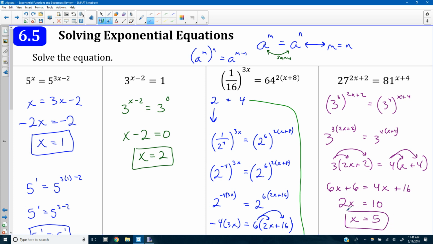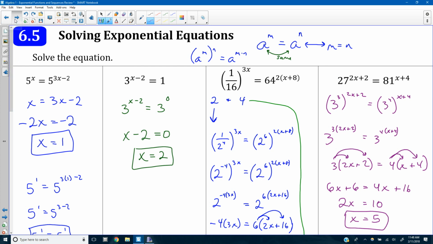And again, you can double check that as needed. You can plug those in. That would be 27 to the 12th power equals 81 to the 9th power. Apparently those are the same. That's kind of big numbers. I don't know if your calculator can go that large for values. That is pretty big.